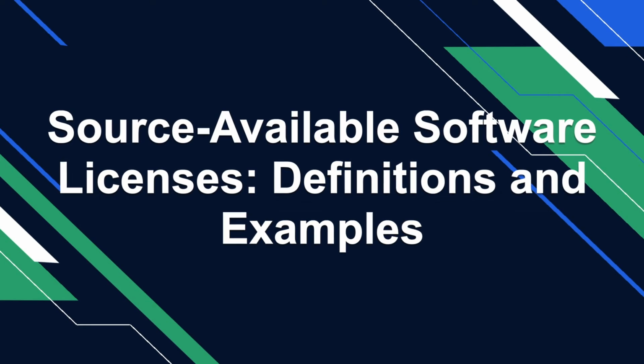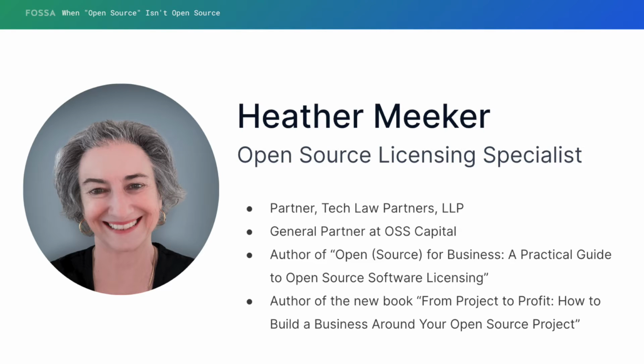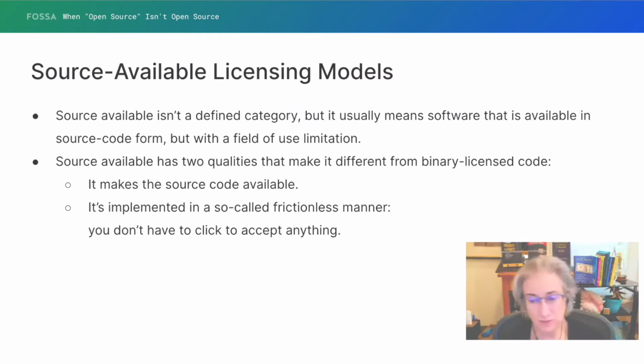It always means that the source code is available. That's the most important overarching thing, and that's what causes people to refer to these colloquially as open source, because they have access to the source code. But the license is not unrestricted, and it has what licensing lawyers would call a field of use limitation. It can also be number of users or something like that too, but it's usually a field of use limitation.